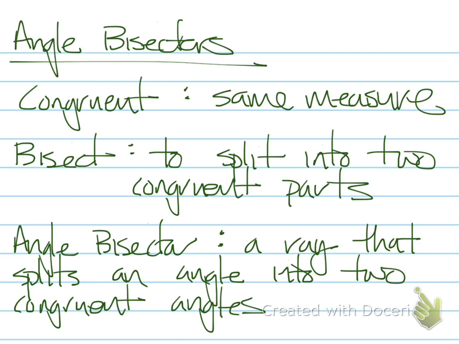So if two segments are congruent, those two segments have the same measure or the same length. If two angles are congruent, they have the same angle measure. To bisect means to split into two congruent parts. So if you bisect something, you're going to split it in half into two congruent parts. And an angle bisector is a ray that splits an angle into two congruent angles.